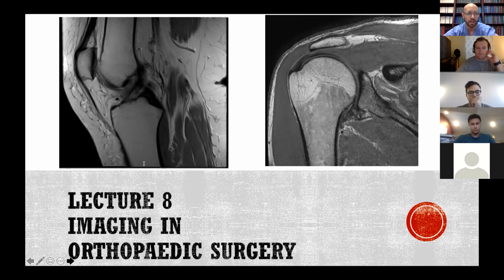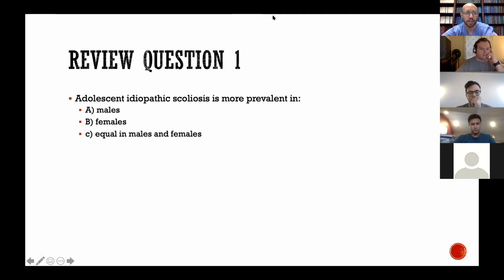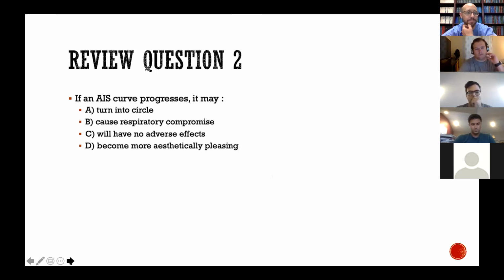So we'll start off with a review. Last week was adolescent idiopathic scoliosis. Our first question here, we launch the poll: is it more common in males, females, or equal? Alrighty. Majority of you guys, or 100% of you guys, got this right. It's more common in females.